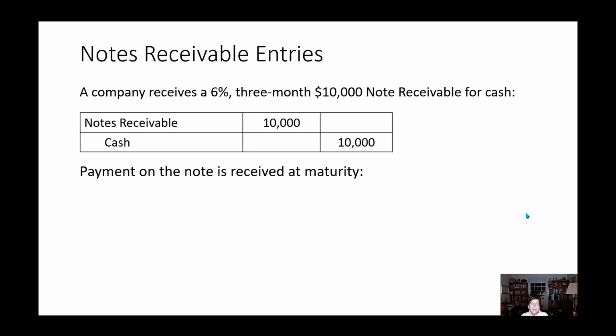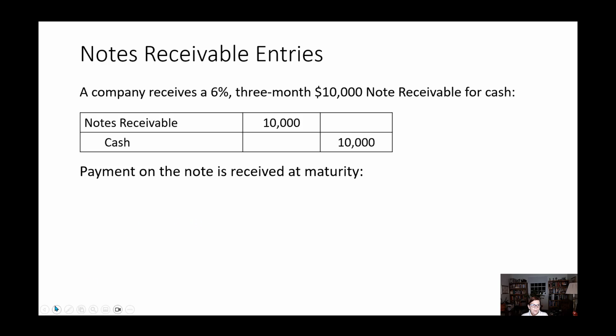Now, let's say that the payment on the note is received on the maturity date. Now, by the way, it is possible that a note would not be paid at the maturity date. And if that happens, you'll see that in your guided notes for my students in my online classes. But when that happens, you no longer have a note receivable. Now you have an account receivable for the interest and the principal. But let's say that the payment on the note is received at maturity.